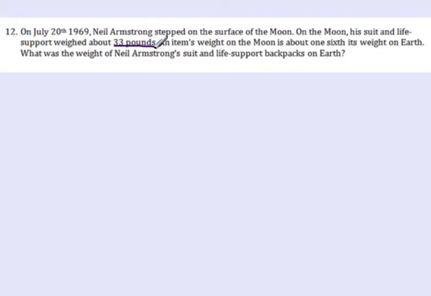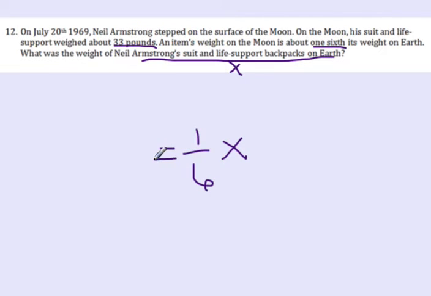An item's weight on the moon is about 1/6 of its weight on Earth. What is the height of Neil Armstrong's suit and life support backpacks on Earth? Okay, so what I want to know is how much it weighs on Earth. So I'm going to let X represent our earthly weight. So X. And what I need to do is 1/6 of that, and that's going to equal how much it weighs on the moon, which was 33.